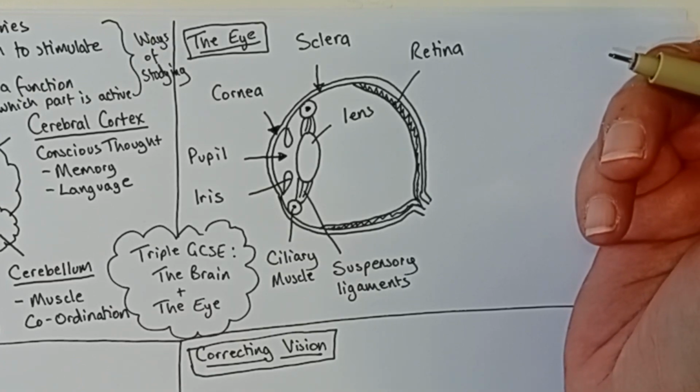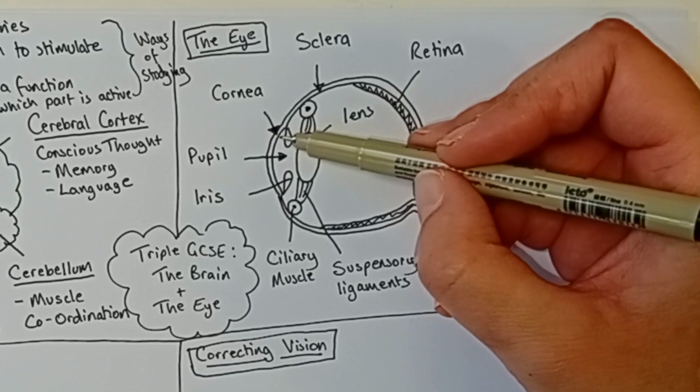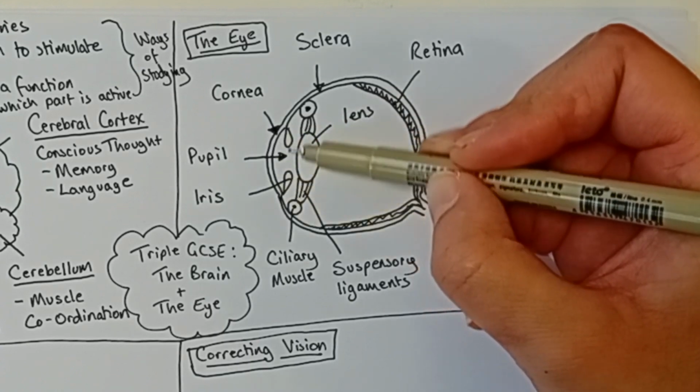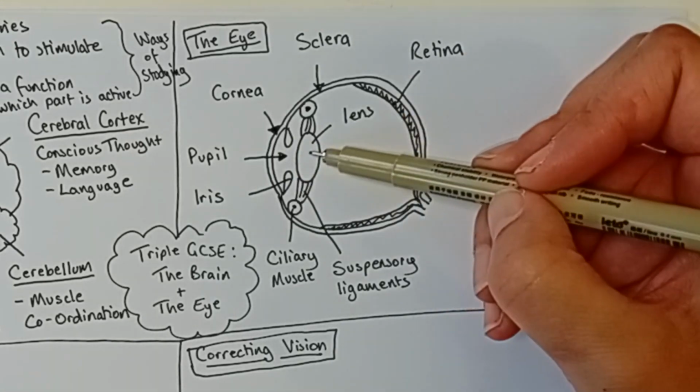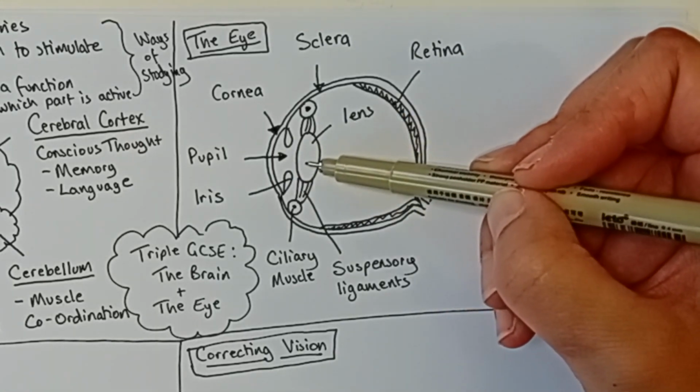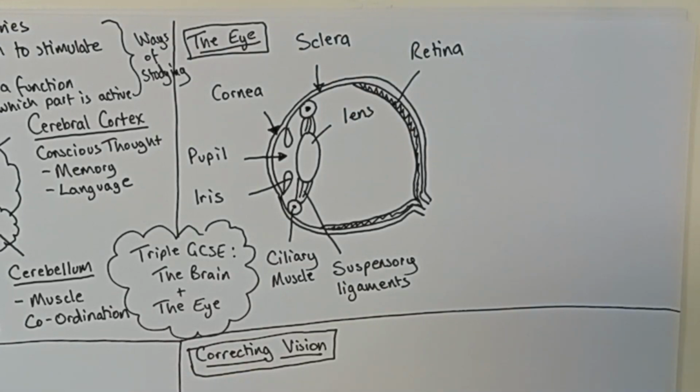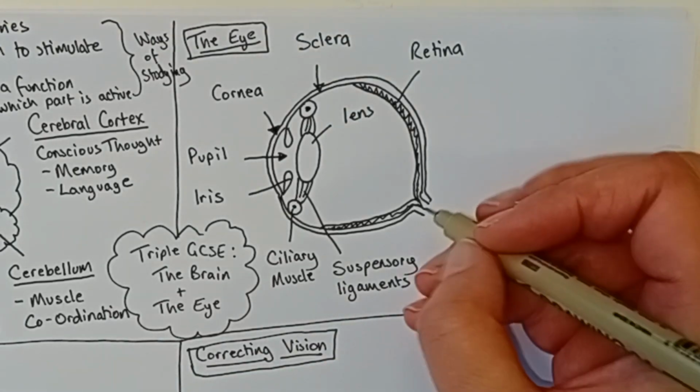So now we're going to have a think about how this part of the eye works. The iris changes to change the size of the pupil. We're going to do that here. And then we're going to be thinking about how the lens changes to allow you to focus. And we're going to be doing that down here.